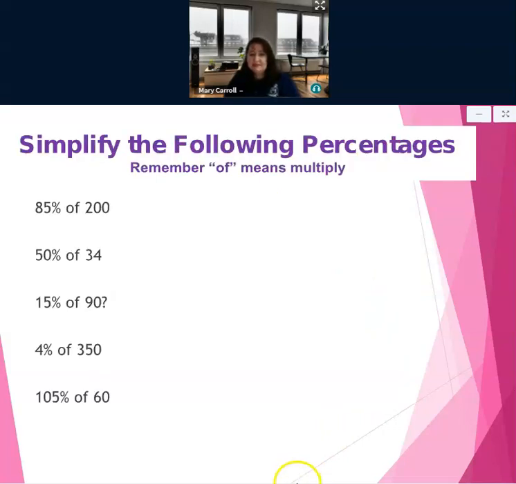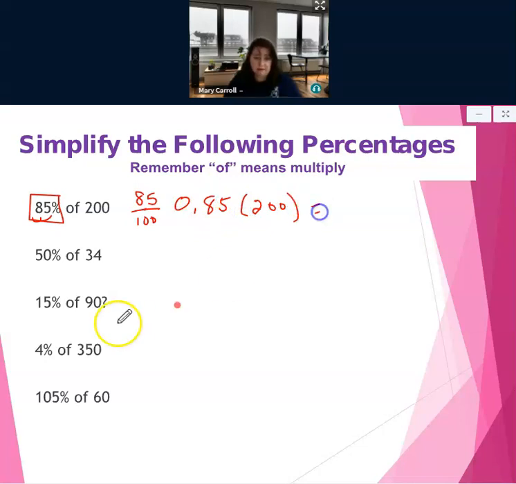Alrighty, so simplifying this, when we have something like 85% of 200, you're just going to turn this into a decimal, which you should know because percent means out of 100. So I'm going to move that decimal over 2 times, so I would have 0.85. I would multiply that by 200 and I would get some answer. So you want to do that with all of these, pause the video and see if you can answer them, and I'll come back with the answers.